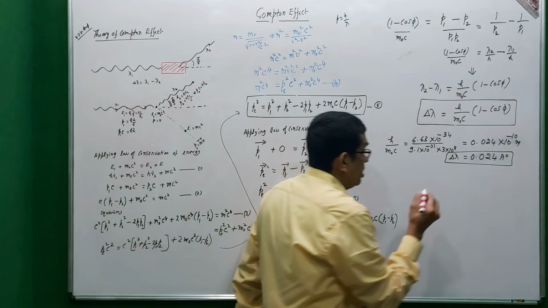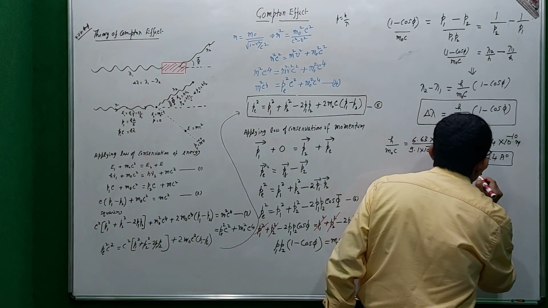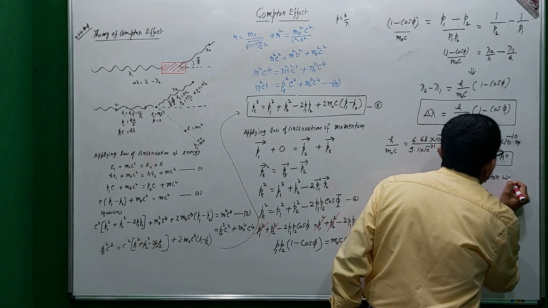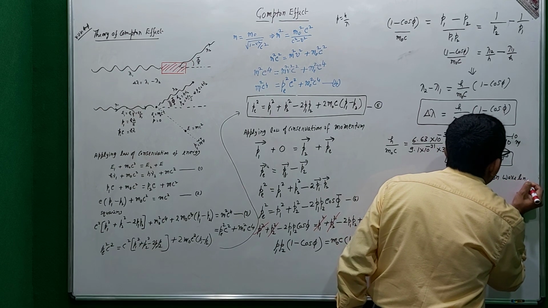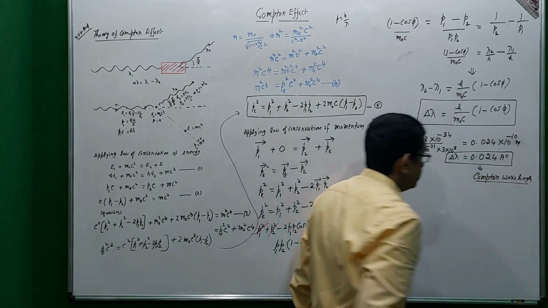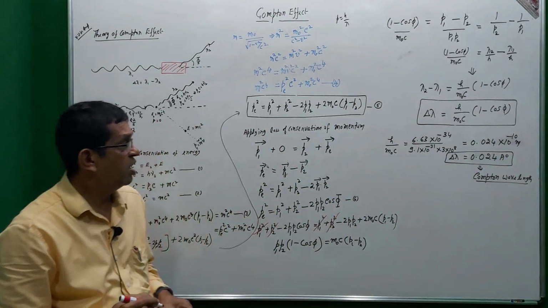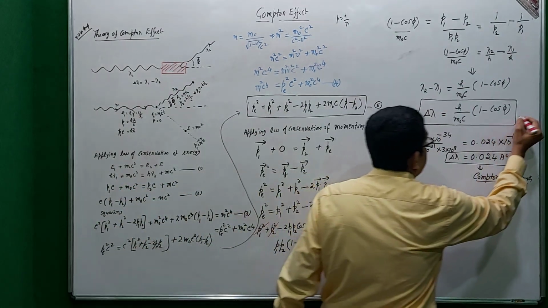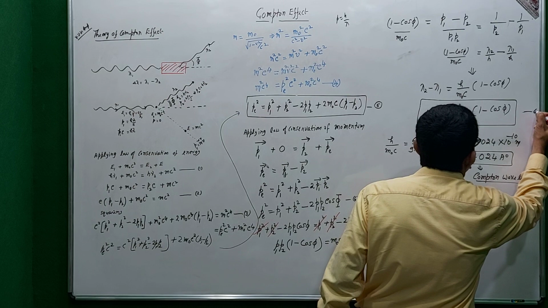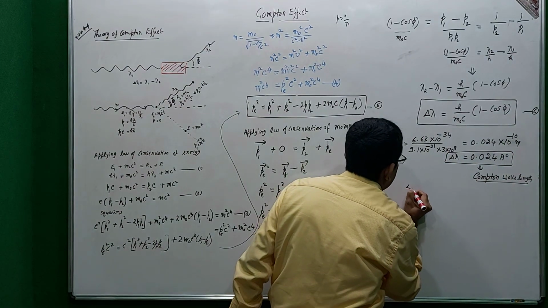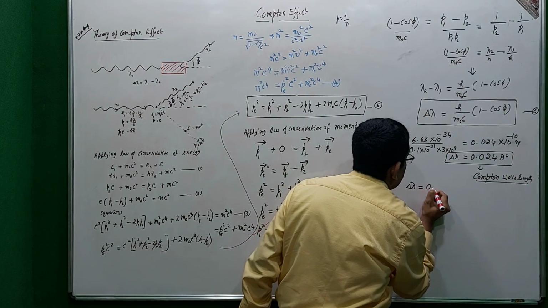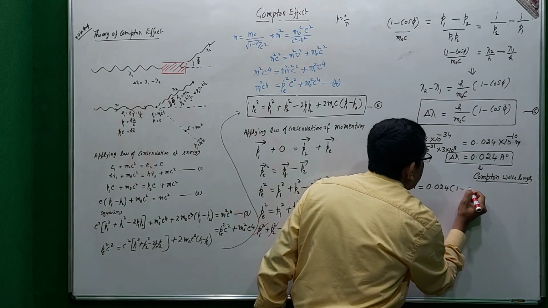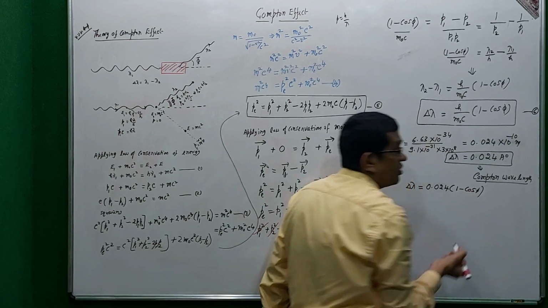Now, this particular one is a constant. This is also known as the Compton wavelength. This is the Compton wavelength, 0.024 angstrom. Now, if you use this in this equation, let us say equation 6 or 7, then delta lambda equal to 0.024 into 1 minus cos phi.